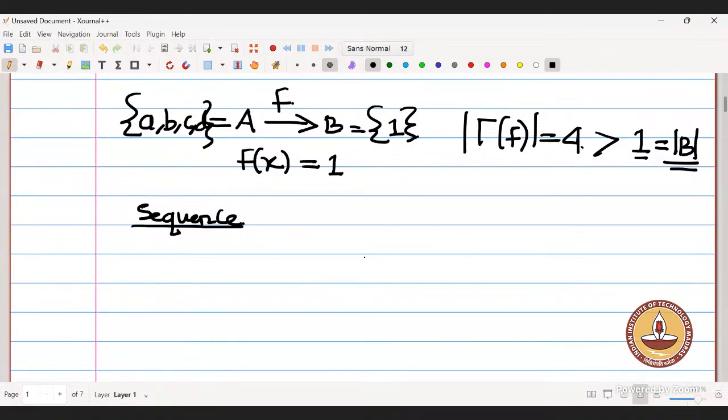Sequence can be represented as limit n tends to infinity of an. No, so there are two things. Why do you need to write n tends to infinity? You write n tends to infinity to check the limit of the sequence, so that is a different thing. I am simply asking how you generally write a sequence. You have a bunch of numbers with some index: A1, A2, A3, A4.